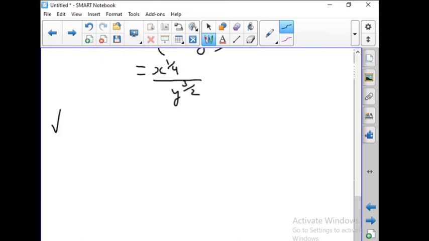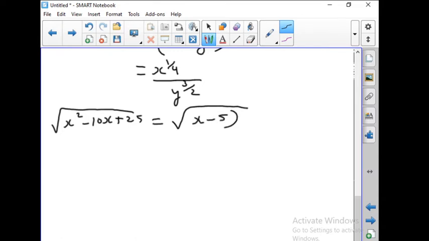And also note that root of x square minus 10x plus 25, what is this? Root of (x minus 5) the whole square. All these are given in your book. This is nothing but modulus of x minus 5. I told you root of a square is mod a. So all this you have to remember.